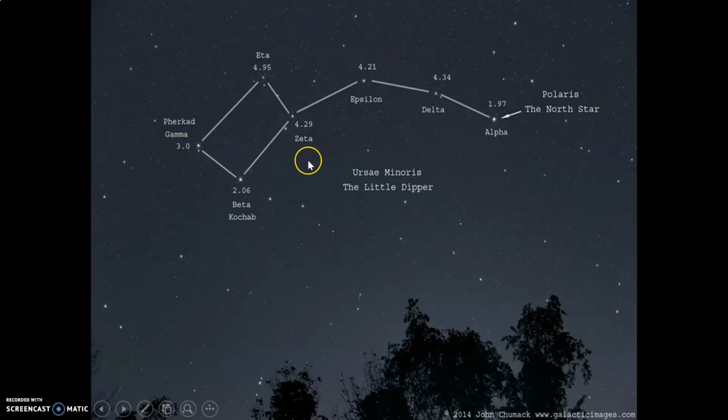So alpha star, beta star, gamma star. Alpha Ursae Minoris, beta Ursae Minoris, gamma Ursae Minoris. That's their Bayer system name. The proper name, though, Polaris. That's the only one I want you to know. That's Kochab, and that's Firkad. You can know those if you want, but Polaris is the one I really care about.